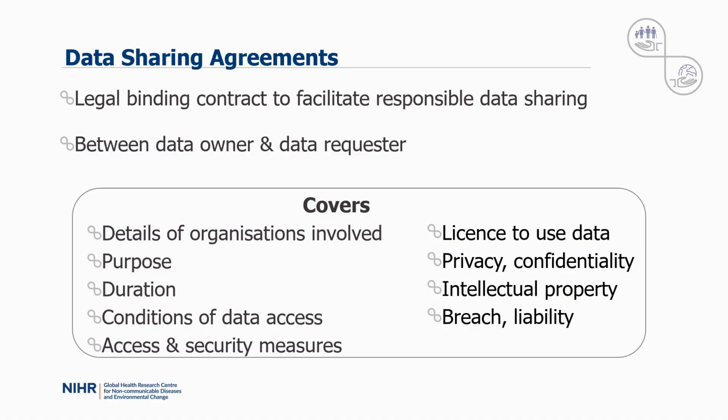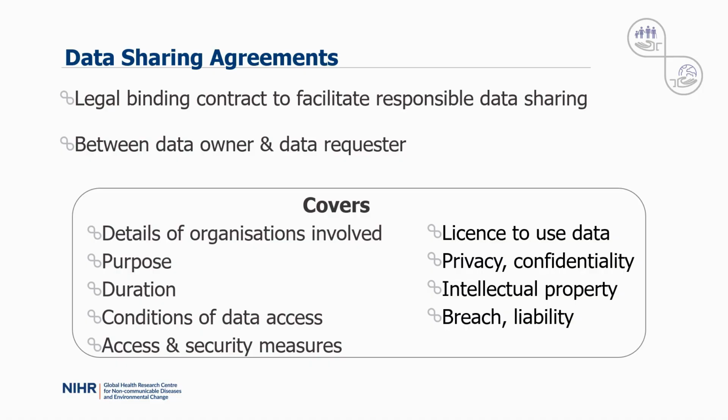Next, we will move on to data sharing agreements. So these are legally binding contracts that facilitate responsible data sharing. And these are set up between the data owner and the data requester. In some cases, it could be the group that's got the data license as well. The list of the different items that data sharing agreements cover are listed here. This is not exhaustive, but this gives you an indication of the different elements that go to make a data sharing agreement.